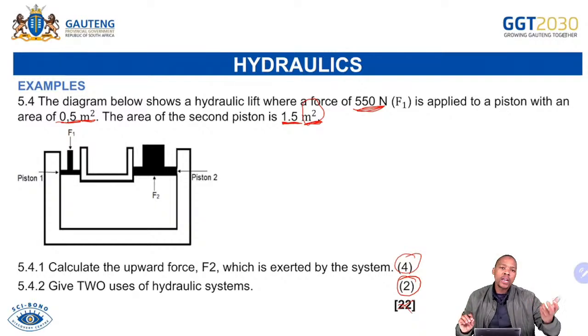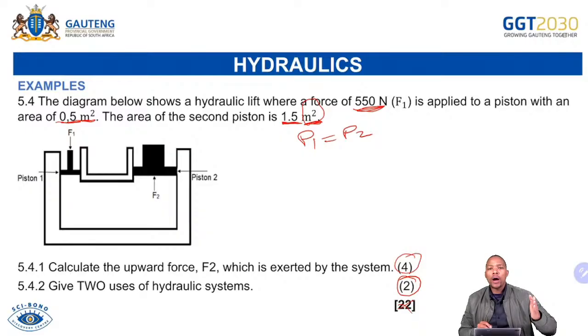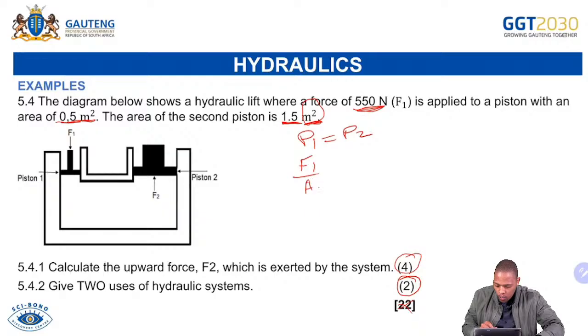Sometimes we will give the radius of the piston, or the diameter of the piston. That means we have to calculate the area first and calculate it in square meters. Then you can use the formula to substitute. Okay, so let's do the calculation. I will start with P1 equals P2 because the pressure applied at any point will be transmitted equally to the other parts of the liquid. That's what Pascal's law says. You must be able to state that law. That is F1 over A1 equals F2 over A2.